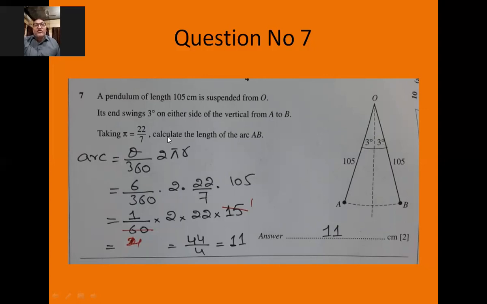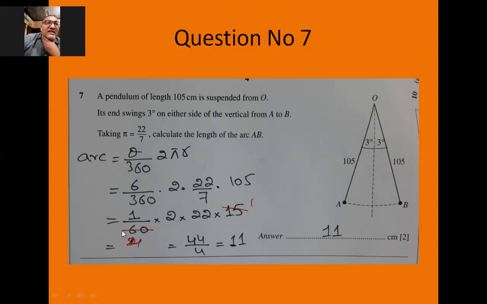Taking pi to be 22 by 7, calculate the length of the arc AB. I want to find out the arc AB. The radius of this arc is 105, and the angle subtended at the center by this arc is 6 degrees. So if you want to find out the length of this arc, the formula is very simple: theta by 360 into 2 pi r. Theta is 6 degrees, divided by 360, into 2, into 22 by 7, into 105.